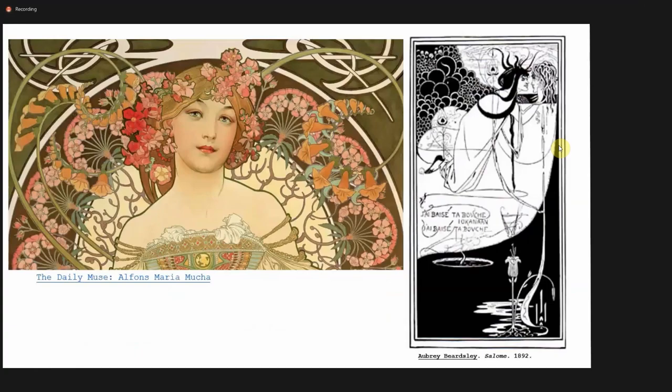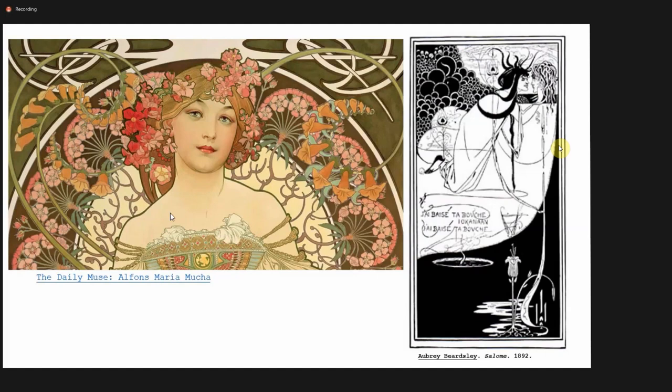Let's see what the other things are. These are about the paintings, and this art movement, Art Nouveau, was incorporated with paintings, posters, furniture, jewelry, interior designing, architecture, a lot of forms. It was incorporated in this movement, and it was a very fashionable, very trendy thing.